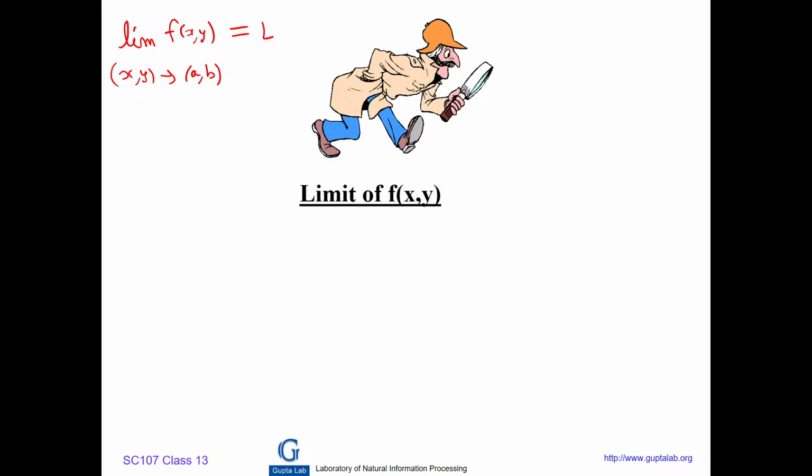Whenever x comma y, the generic point x comma y, is in the neighborhood of a comma b from any direction. There it was only left hand, right hand. Here, from any direction, right? X axis, y axis, along a straight line, along some curve. If x comma y approaches a comma b from any direction in the neighborhood of a comma b, which is a circular disk kind of thing, right? Then the image of the function f of x comma y lies in the neighborhood of capital L.